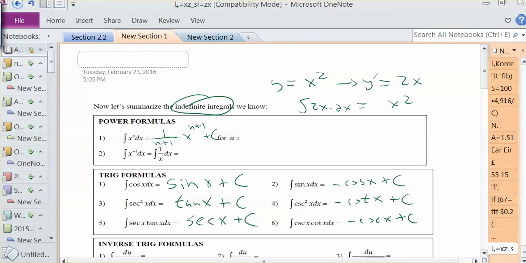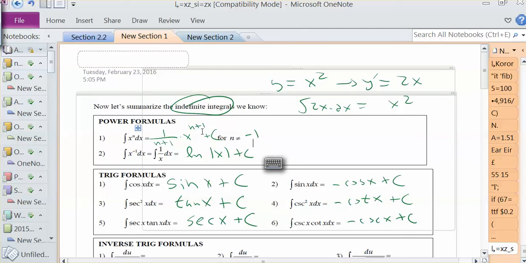However, when you have x to the negative 1, that instead will be ln of the absolute value of x plus c. Oh, by the way, for power formula number 1, that's assuming n does not equal negative 1, because when n does equal negative 1, we do what we do in the second formula. The integral of 1 over x times dx is natural log of absolute value of x plus c.